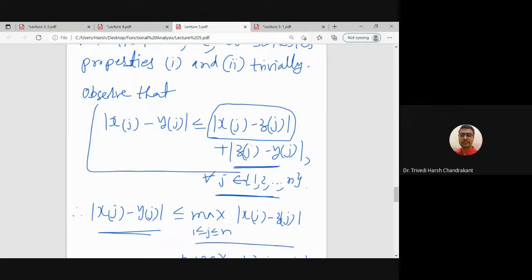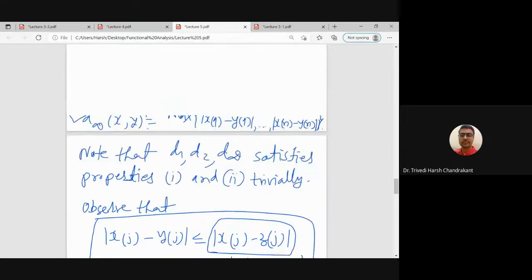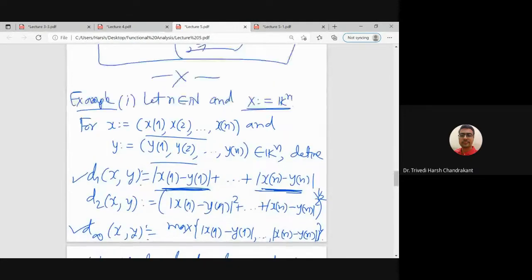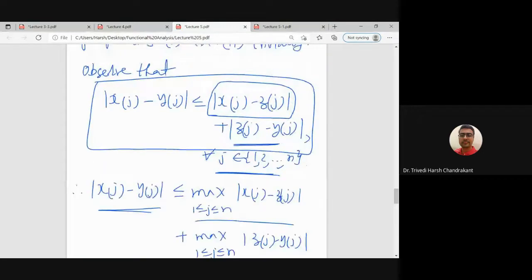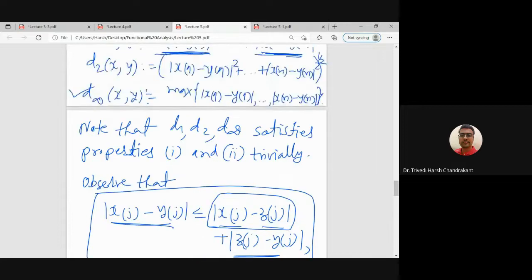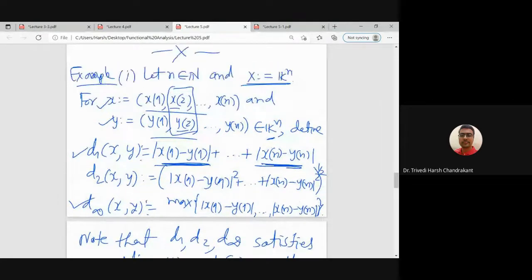So we use the triangle inequality for K. So what are xj, yj? xj, yj are the coordinates of x and y, right? The jth coordinate. So each coordinate belongs to K, right? That means if we take its difference and take the modulus, then that modulus is less than or equal to |xj minus zj| plus |zj minus yj|. So I'm taking a third vector here, because for the triangle inequality we need three elements.